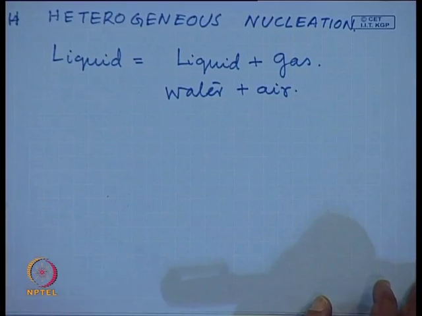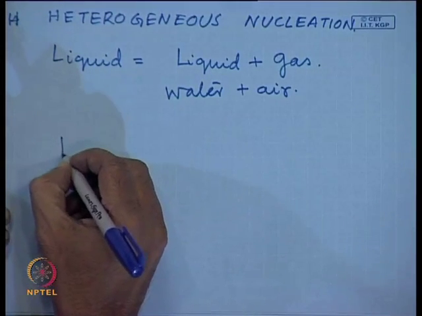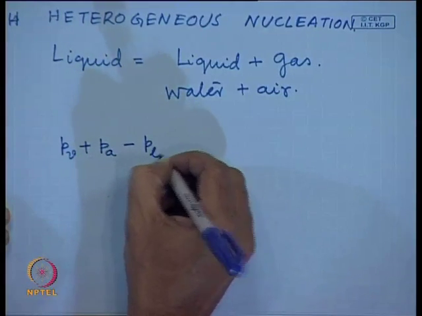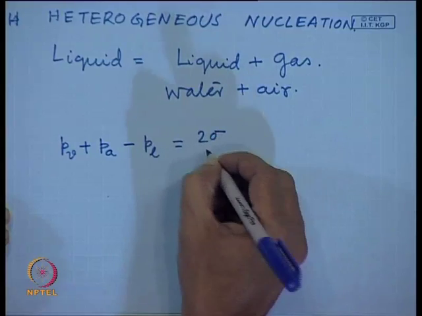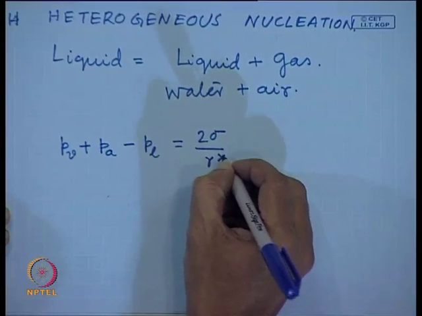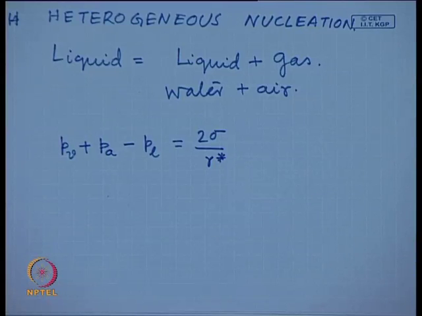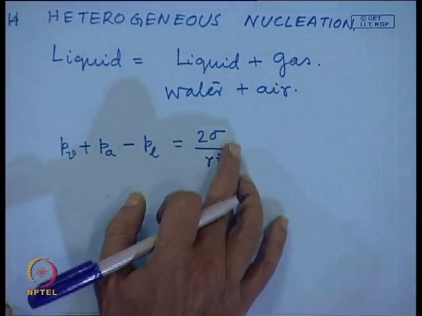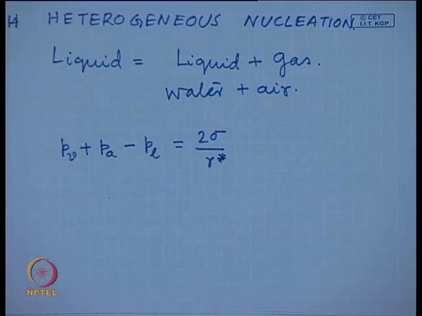See, the equation will now be P v plus P a minus P L, that is equal to twice sigma by r star. So, the partial pressure of air or any other dissolved gas in the liquid has to be considered also. That means the total pressure inside the vapor embryo minus the liquid pressure is balanced by the capillary force, and this comes from the basic Young-Laplace equation.